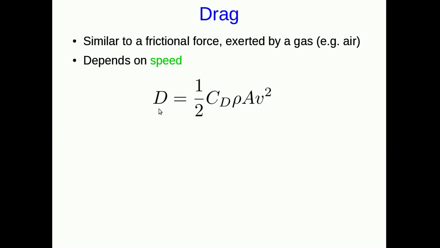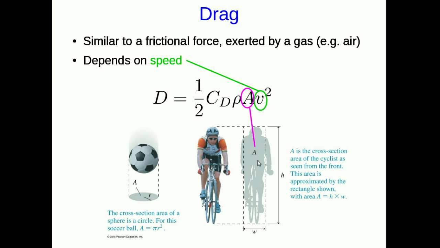And here's the model. The drag force is given by this formula, and that v there is just the speed, and note that it's squared. So drag increases quite quickly as the speed increases. That A is the cross-sectional area of the object. In other words, if you take the object and think of a cross-section sliced through it, what is the area of that cross-section?